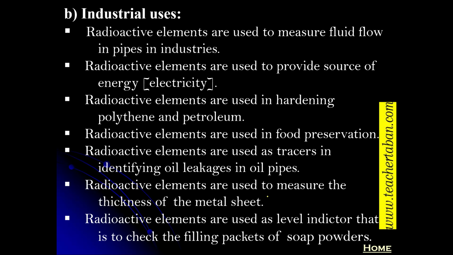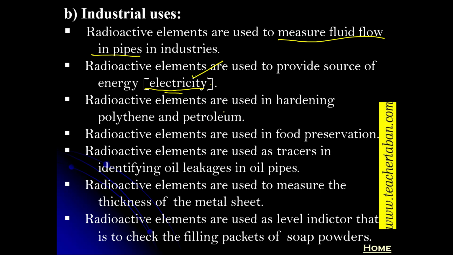Then the industrial uses are also enormous. There are very many of them, and among them is that radioactive elements can be used to measure the rate of fluid flow in pipes. For example, in national water, how fast is the fluid flowing in the pipes? It can as well be used to determine the leaks and cracks in the pipes, or even in walls of buildings. Radioactive elements can also be used to provide energy. You've heard of nuclear energy, which produces electricity using radioactive elements.